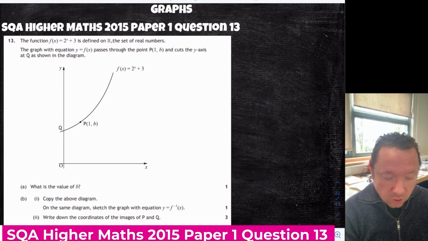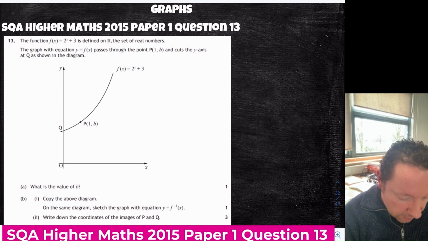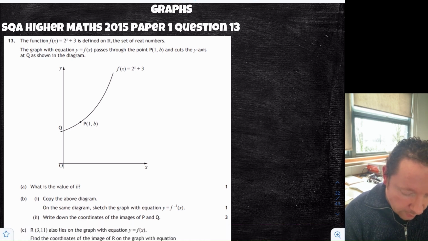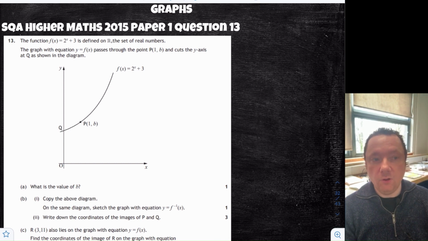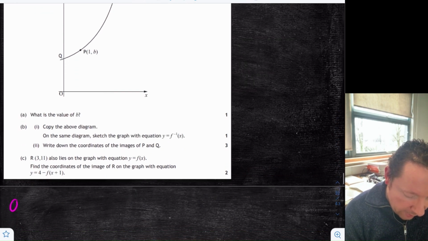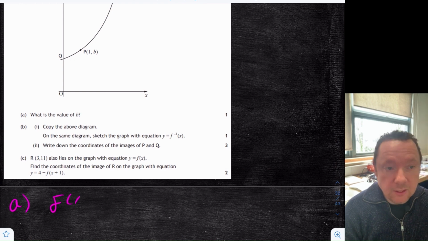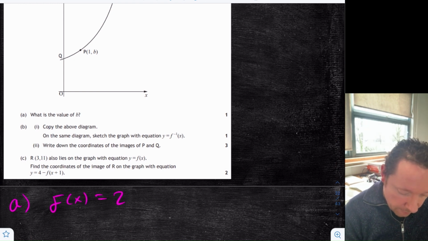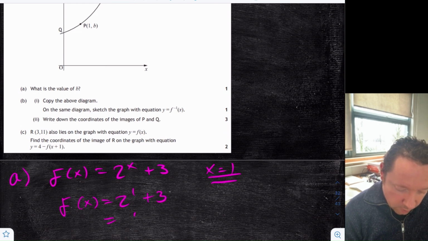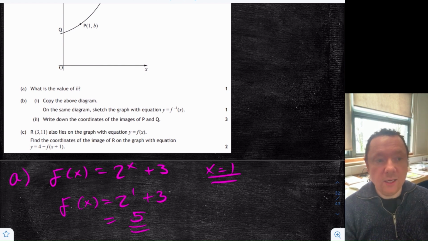Logarithmic graphs. SQA Higher Maths 2015, paper 1, question 13. The function f of x is 2 to the x plus 3, defined on R, the set of real numbers. The graph of equation y equals f of x passes through 1, b and cuts the y-axis at q as shown. What is the value of b? Well, it passes through 1, b, so I can just sub 1 in. So for part A, we've got f of x is equal to 2 to the x plus 3. So at x equal to 1, we're going to say that f of 1 equals 2 to the power of 1 plus 3, which is 2 plus 3, which is 5. So just to answer the question, b equals 5.